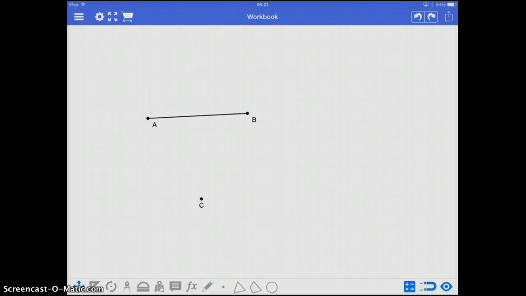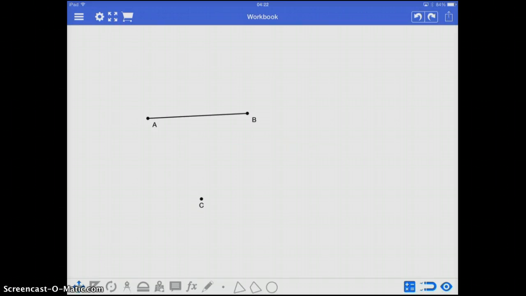In this lesson, we're going to be looking at the basics of what are called geometric constructions. Now, in geometry, a construction is defined as the creation of a geometric figure using only a straight edge and compass.